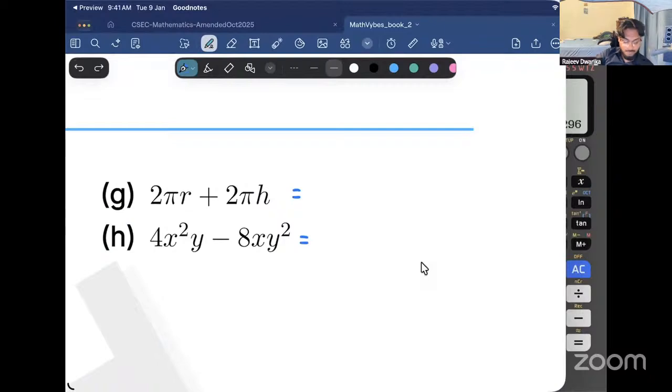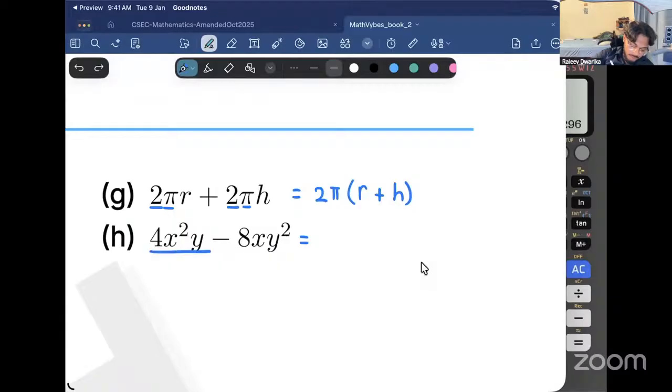The 2 is common, sir. Yeah, both of them have a 2 in common. What else they have in common? The pi sign, whatever that is. Yeah. Both of them have a pi in common. It is a pi sign. Right? So if I pull out 2 pi from both of them, what would I write inside the brackets? R plus H. Cool.